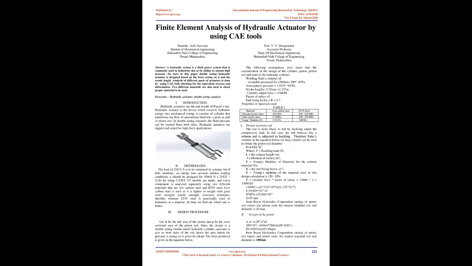Design procedure. The following assumptions were taken into consideration for the design of the cylinder, piston rod, and seals in the hydraulic cylinder. Working fluid is mineral oil. Available pressure Pa equals 200 bar equals 200*10^5 Pa. Atmospheric pressure equals 1.0135*10^5 Pa. Stroke length equals 1135 mm equals 1.135 m. Cylinder output force equals 43664 N. Factor of safety equals 3. End fixing factor K equals 0.7.